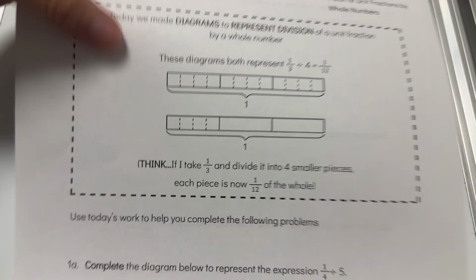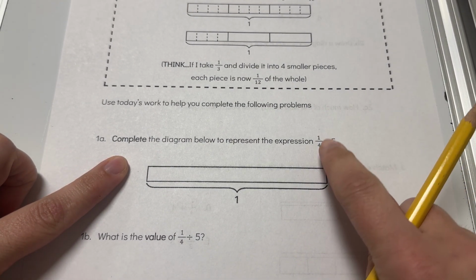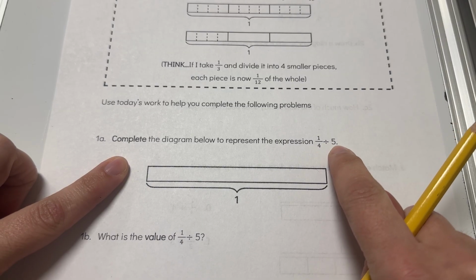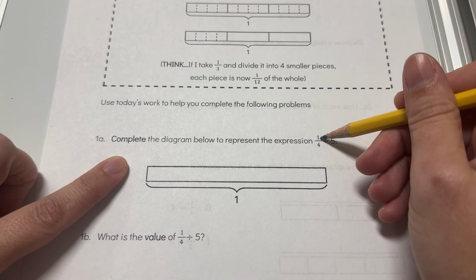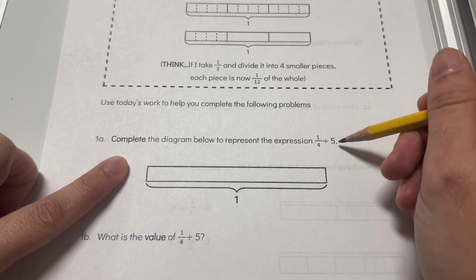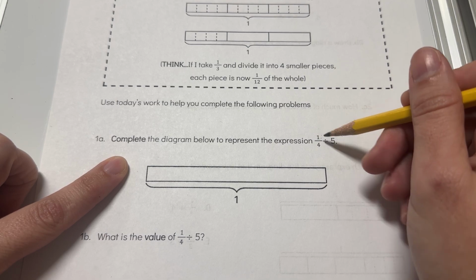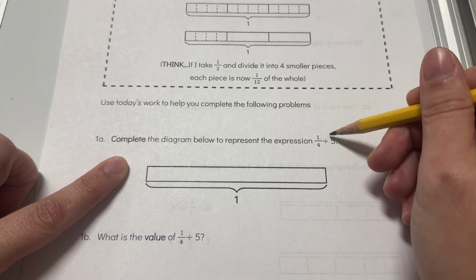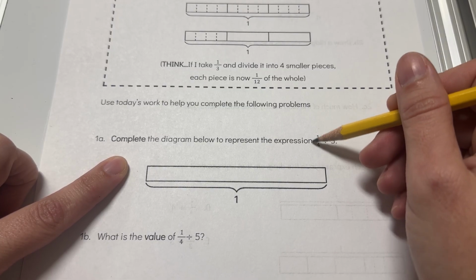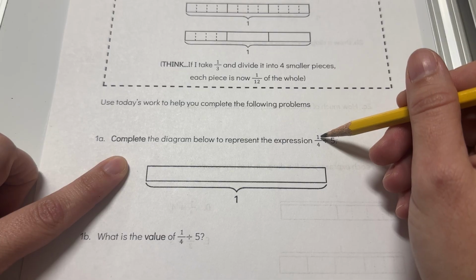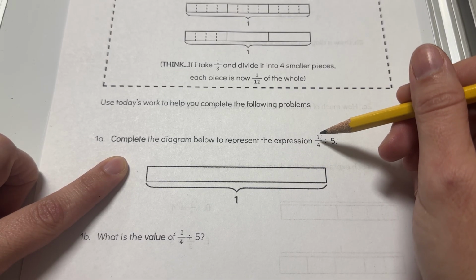Getting started with number 1, it says complete the diagram below to represent the expression 1/4 divided by 5. When I'm looking at a division equation, the first number is the dividend and the second number is the divisor. The dividend is what is being split up, and the divisor tells us how many pieces to split it into. So in this case, the 1/4 is going to be split up, which means when I look at my diagram, I need to create a piece the size of 1/4.